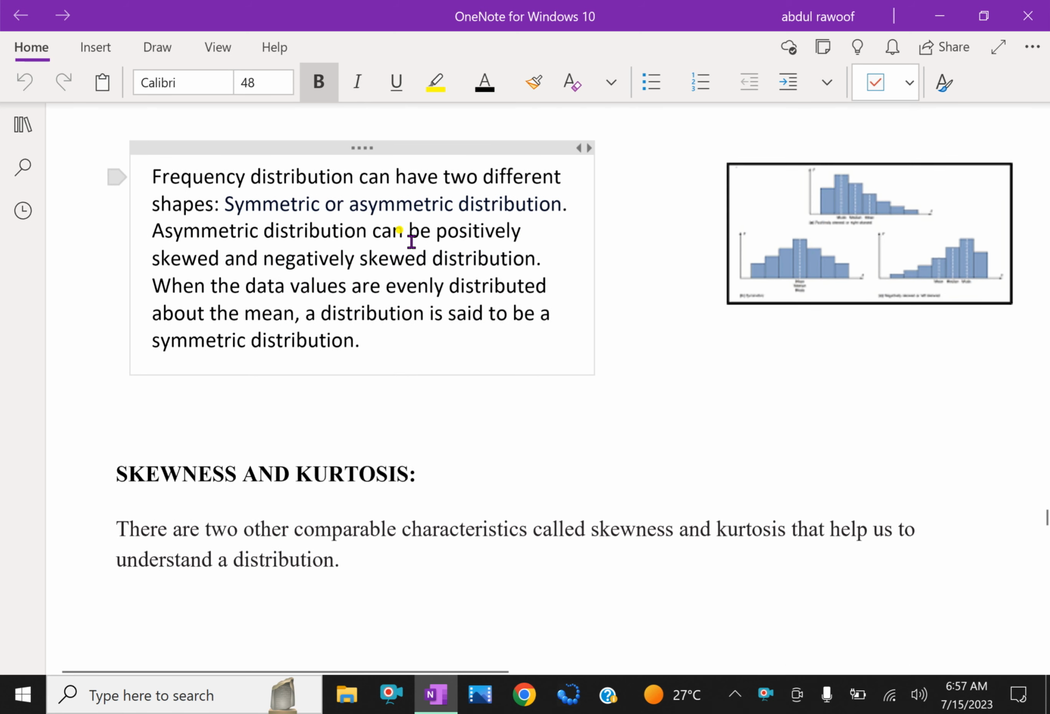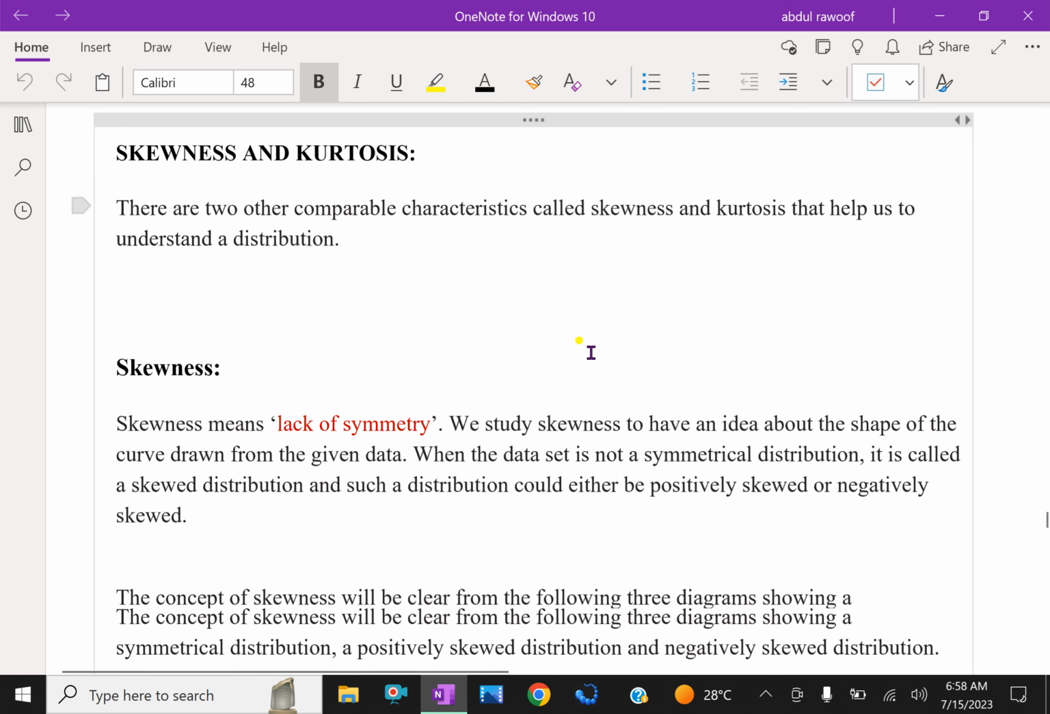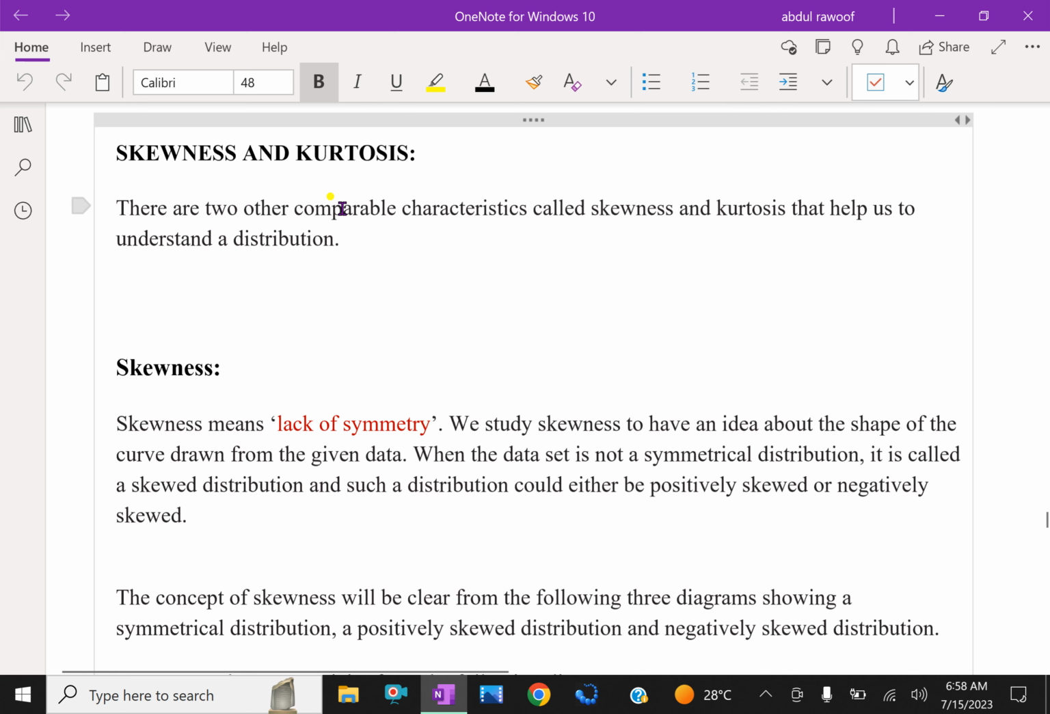In statistics and econometrics, let us discuss the shape of frequency distribution, that is skewness and kurtosis. A frequency distribution can have two different shapes, symmetric or asymmetric. An asymmetric distribution can be positively skewed or negatively skewed. When the data values are evenly distributed about the mean, a distribution is said to be symmetric. Here, this is a symmetric distribution. These are asymmetric distributions.